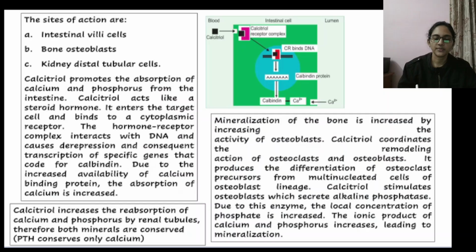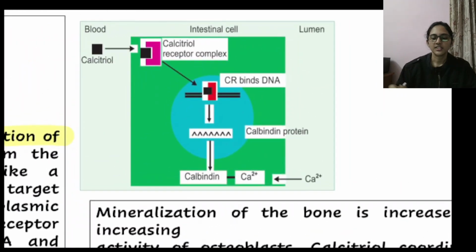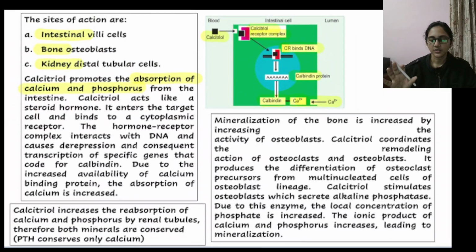So what are the functions of vitamin D? It acts in 3 organs. What are they? Intestine, bone and kidney. In intestine, what does it do? It causes absorption of calcium and phosphorus. How does it bring about this action? Just see the picture. Calcitriol, or the vitamin D, enters and forms the vitamin D receptor complex, and that will bind to the DNA and cause transcription of calbindin protein. Calbindin protein is responsible for absorption of calcium from the lumen of the intestine, right? In this way, it will increase the absorption of calcium and phosphorus.